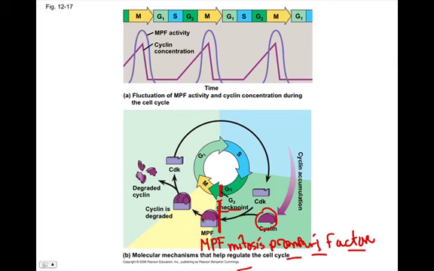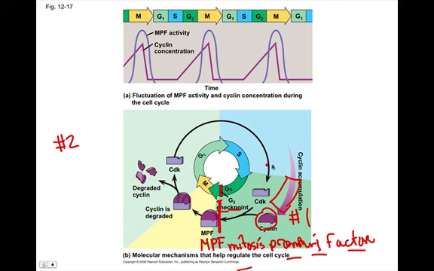So MPF is composed of CDK and cyclin. And the cyclin is only made during G2. It starts to build up during G2. So that's one way that this CDK is regulated. CDK is regulated because it needs cyclin. And there is a second way that we're going to talk about that CDK is regulated.